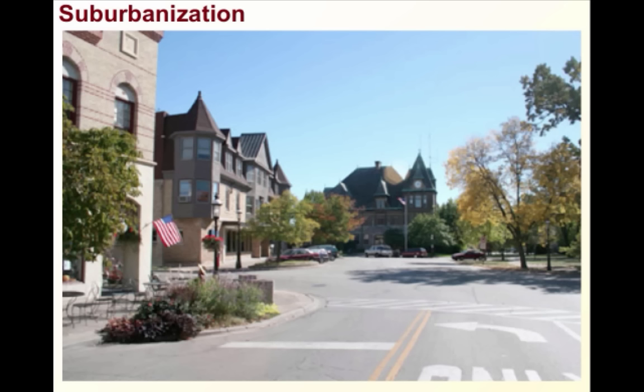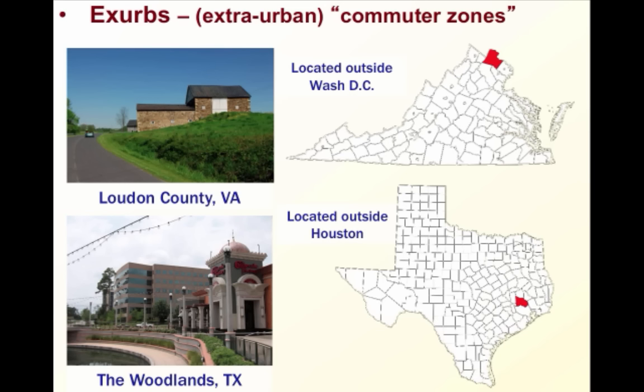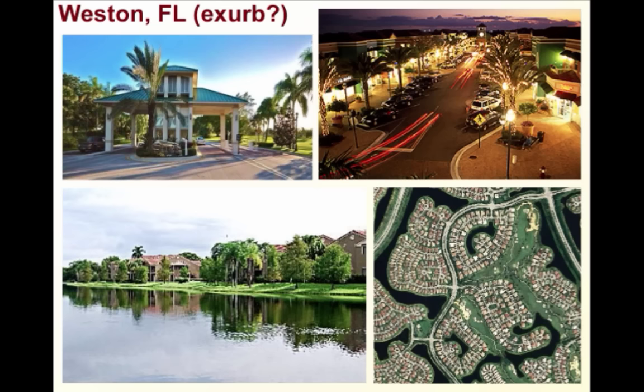Now, suburbs are residential areas either existing as part of a city or as a separate residential community within commuting distance of a city. Now, in some cases, beyond the suburbs exist exurbs, these extra-urban commuter zones. They're rings of prosperous communities beyond the suburbs that are commuter towns for an urban area. Here's a couple examples. You can see in Loudoun County, Virginia, the Woodlands in Texas. These regions are home to many upper-class people. Now, exurbs vary in size, but may be composed of smaller neighborhoods to larger towns or cities. Often the residents are relatively wealthy with higher levels of education than the average suburbanite. One possible example to look at in South Florida will be way out in Weston.